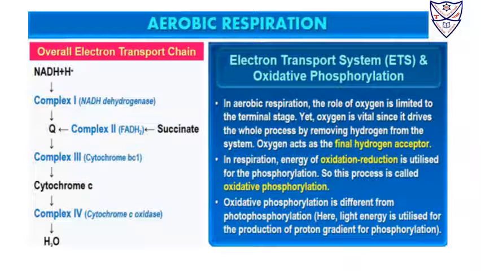In respiration, the energy of oxidation-reduction is used for phosphorylation. So this process is called oxidative phosphorylation. Oxidative phosphorylation is different from photophosphorylation because in photophosphorylation, as the word suggests, light is used for the production of the gradient.